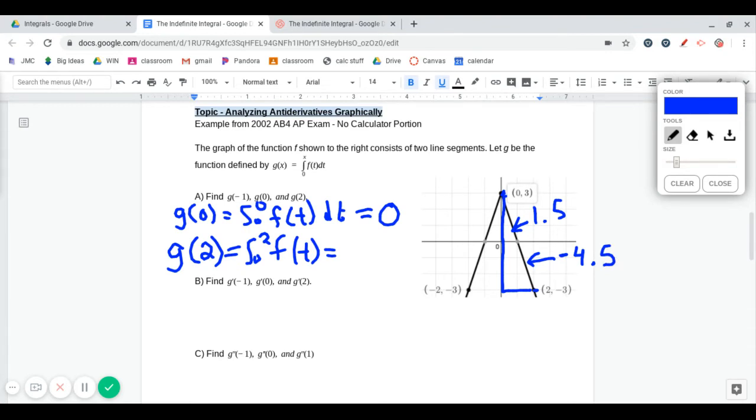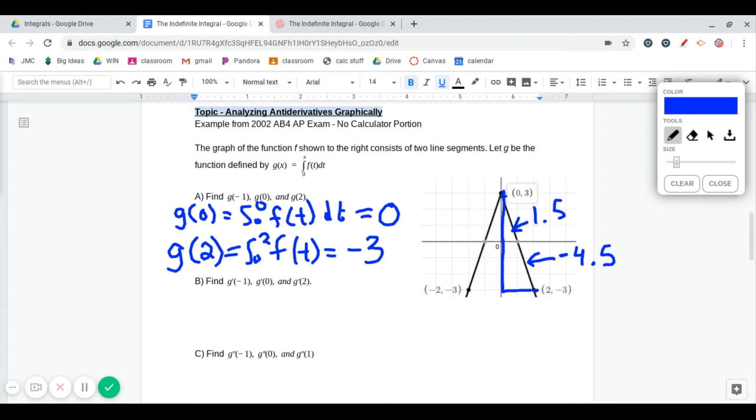Then we add those together to find the total integral from 0 to 2 of this function f, and that is -4.5 plus 1.5, which is -3. So that is g of 2.